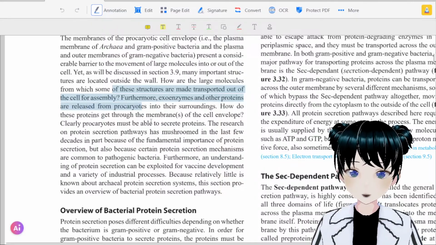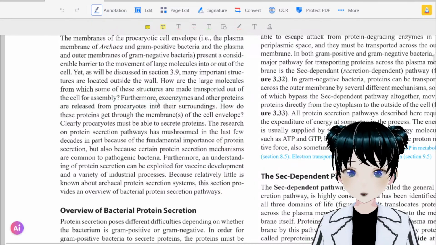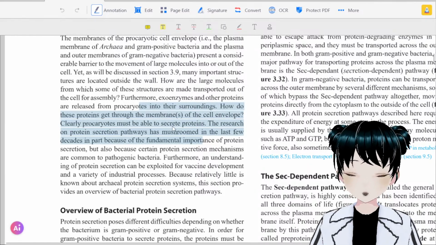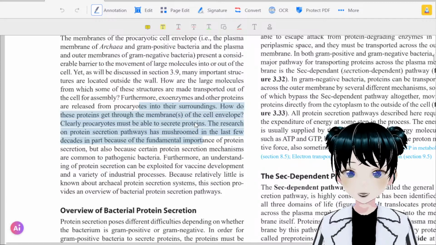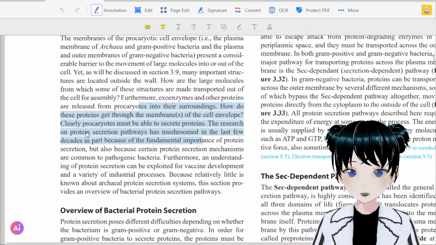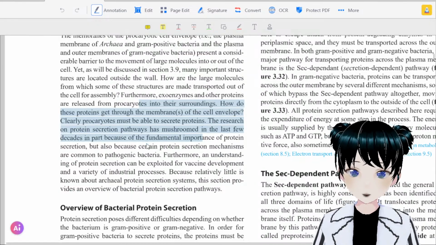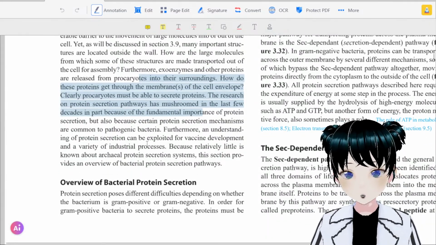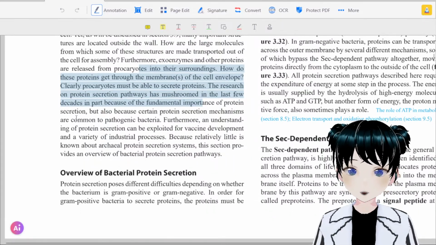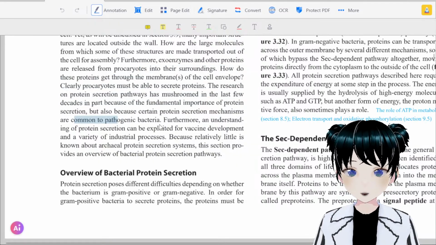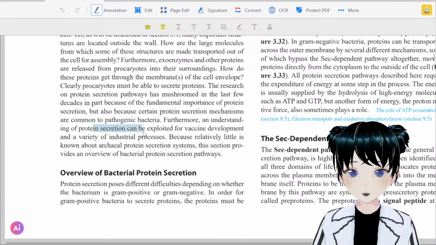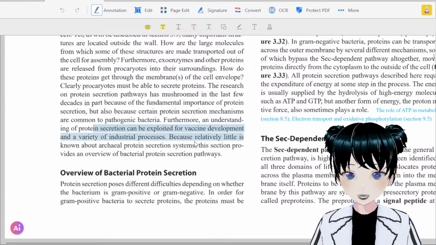Furthermore, exoenzymes. Of course, we talked about enzymes. Exoenzymes and other proteins are released from prokaryotes into their surroundings. How do those proteins get through the membranes of the cell envelope? How do they get out? Clearly, prokaryotes must be able to secrete proteins. The research on protein secretion pathways has mushroomed in the last few decades, in part because of the fundamental importance of protein secretion, but also because certain protein secretion mechanisms can be exploited for vaccine development and a variety of industrial processes.